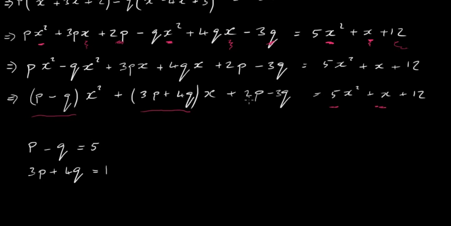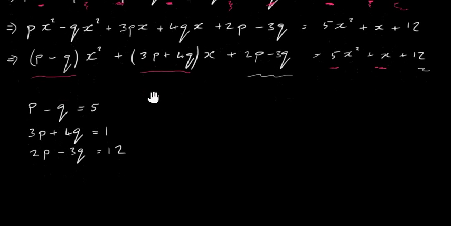Also here I've got a plus 2p minus 3q. So I have this here and I have this here. They're going to be equal as well. So I have 2p minus 3q, and that's going to be equal to 12. So in actual fact, I have two unknowns here, p and q, that I have to try and work out. And I actually have 3 equations here to choose from.